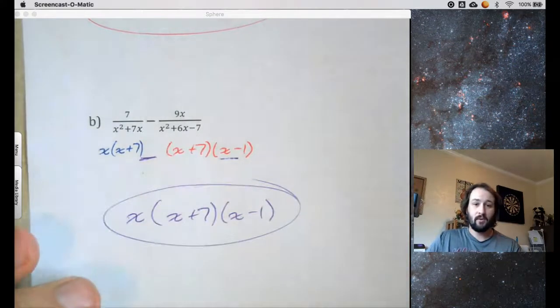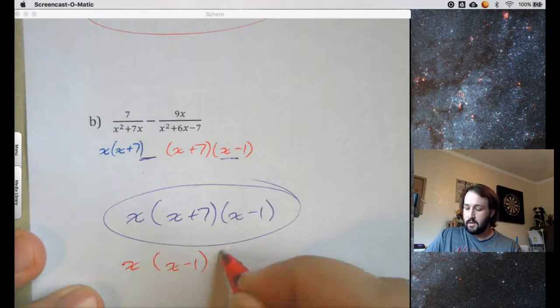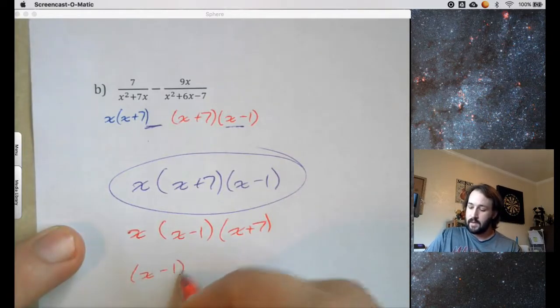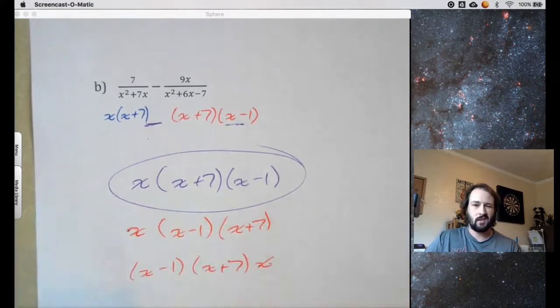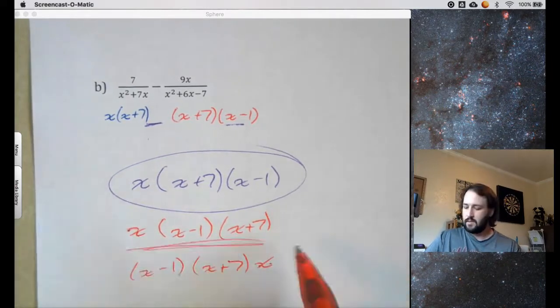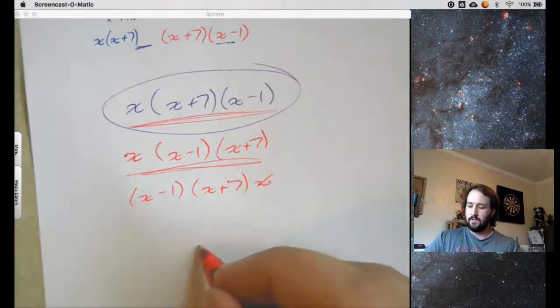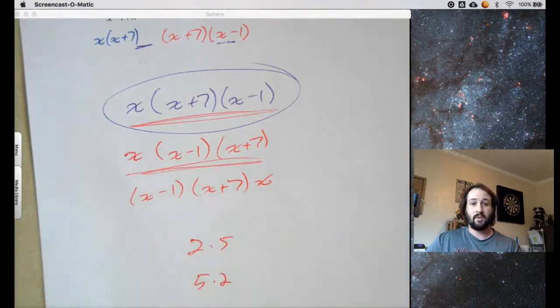Remember, it can be in any order. It could be x times x minus 1 times x plus 7. Could be x minus 1 times x plus 7 times x, even though you won't really see the x at the end. So you'll probably see this one or this one. Just remember that multiplication, it doesn't matter whether you write 2 times 5 or you write 5 times 2. They both mean the same thing.